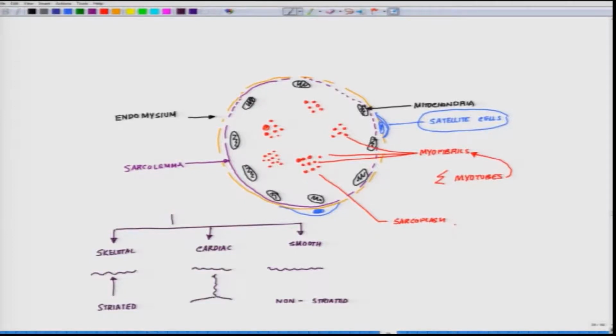Okay. And this classification is based purely on microscopic observations, this whole pattern of striations. And if you look, what I really meant by striations, if you take a section of the skeletal muscle, this is how it will look.